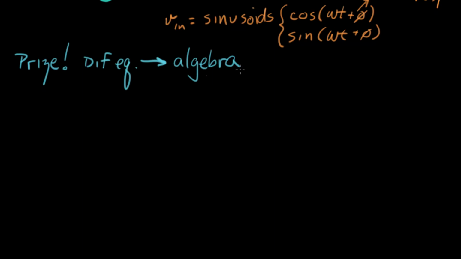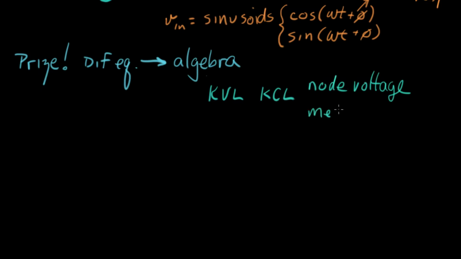So if we're able to convert this circuit into an algebra problem instead of a differential equation, that means we can use Kirchhoff's voltage law. We can use Kirchhoff's current law. We can use the node voltage method or the mesh current method, just like we did for resistors. And this whole set of techniques then automatically gets applied to circuits that have inductors and capacitors in them, just like we learned how to do with resistors. It's a major simplification.